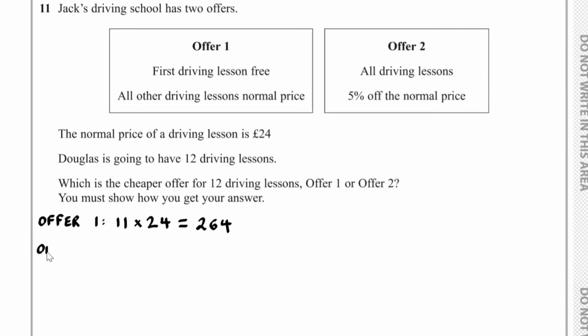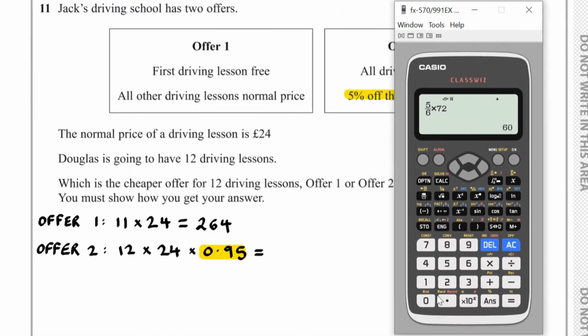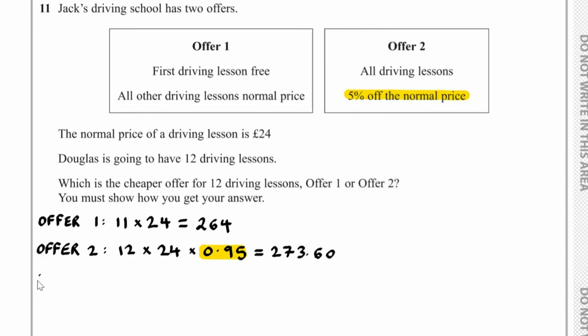Now, if we think about offer 2, we pay for all driving lessons, so that's 12 driving lessons. Each driving lesson is £24, but then we have to multiply this by 0.95, and this 0.95 would correspond to having 5% off the normal price. So, working this out, 12 times 24 times 0.95, it turns out we get £273.60. So which offer is cheaper? We can therefore conclude offer 1 is cheaper.